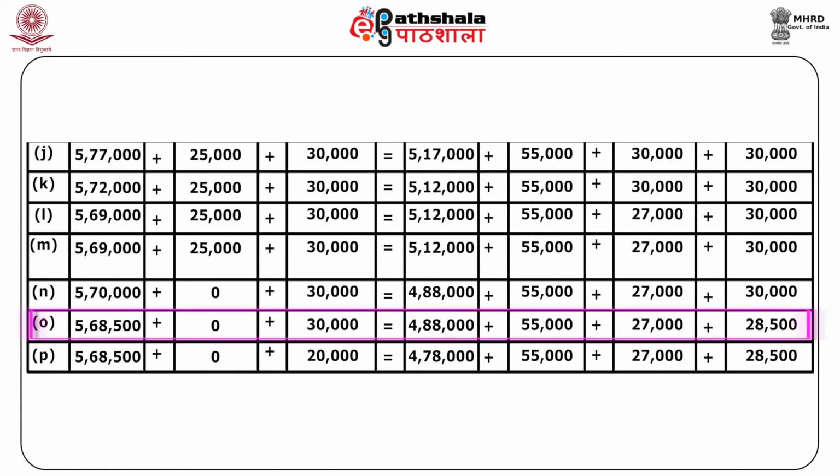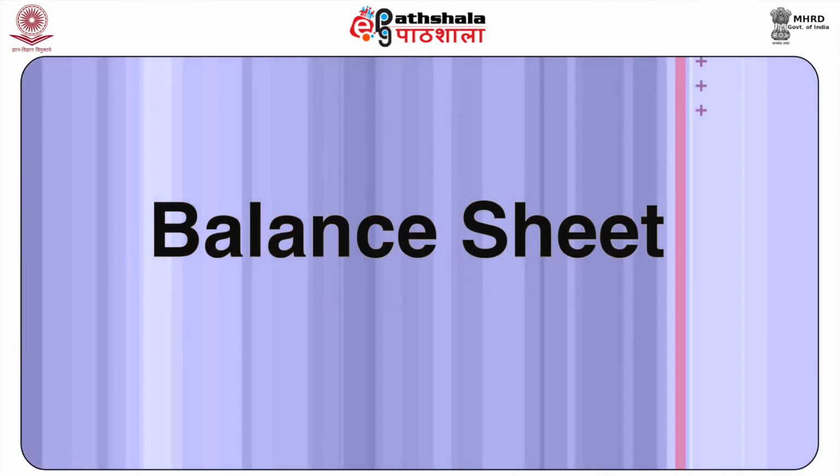On O part, we have 5,68,500 of capital plus 30,000 of liability, which will give 4,88,000 of cash plus 55,000 of stock plus 27,000 of furniture plus 28,500 of debtors. Then on P part, we have 5,68,500 capital plus 20,000 liabilities, which will give 4,78,000 of cash plus 55,000 stock plus 27,000 of furniture plus 28,500 of debtors. Now let's come to the balance sheet part.